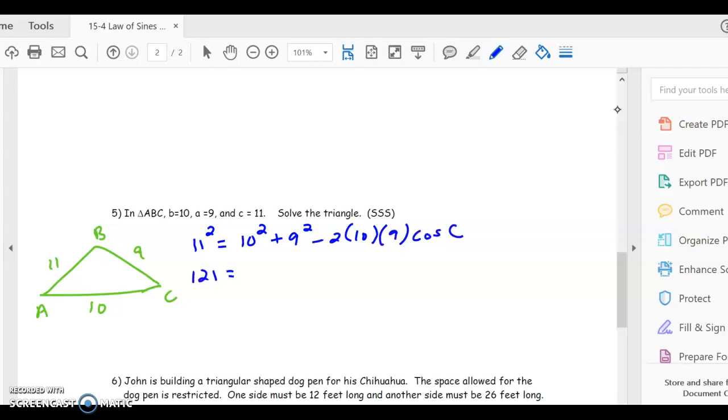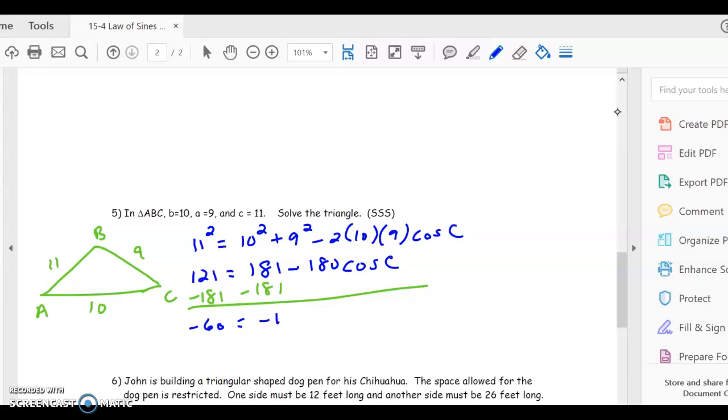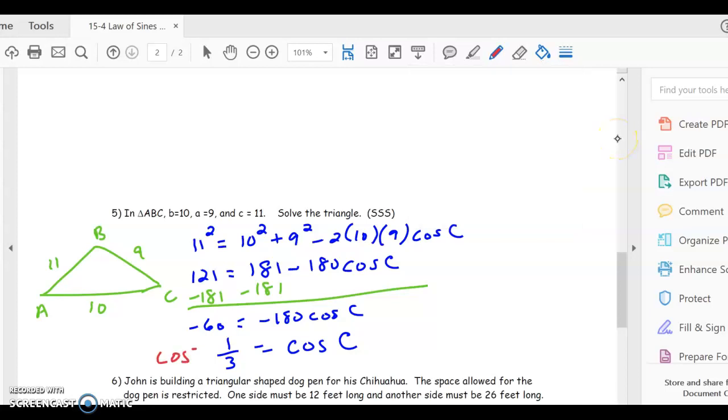So we get 121 equals 181 minus 180 cosine C. Remember, these are unlike terms on the right-hand side. So we actually have to subtract the 181 to the left-hand side. And we're going to get negative 60 equals negative 180 cosine C. Divide by 180, we get 1/3. Remember, then what we do is we do the inverse cosine on both sides. Those cancel. The inverse cosine gives us C to be 70.5 degrees.